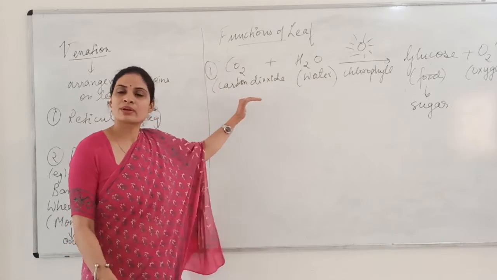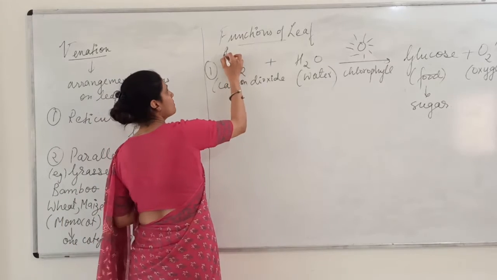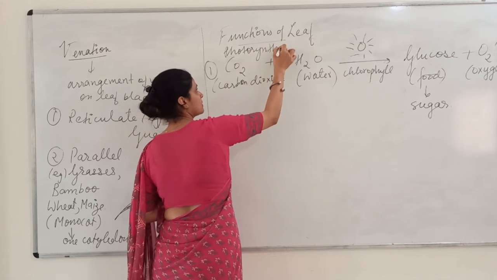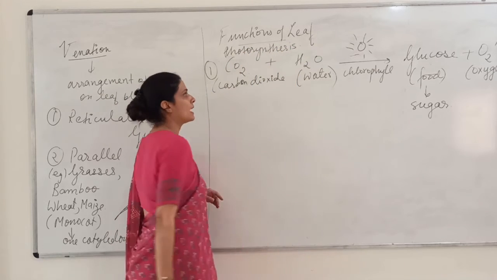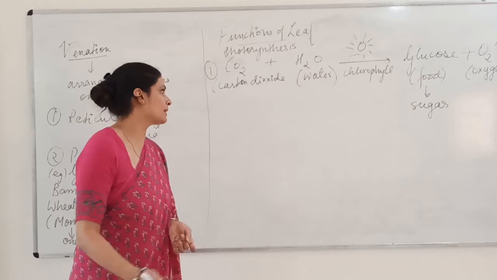So this is a very important function of the leaf, that it performs the process of photosynthesis, and by this process the food for the plant is prepared.